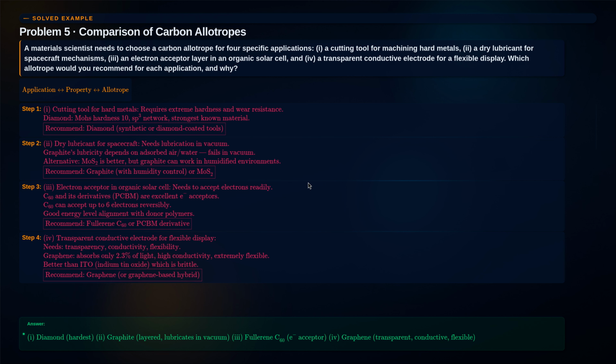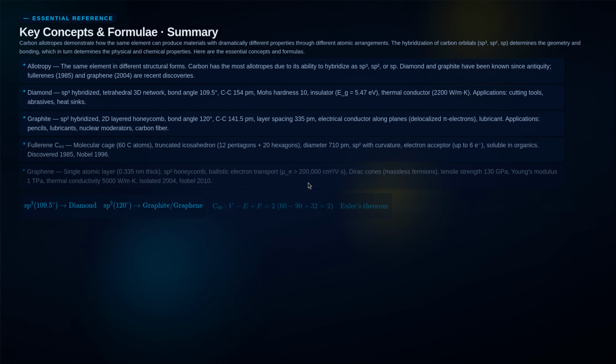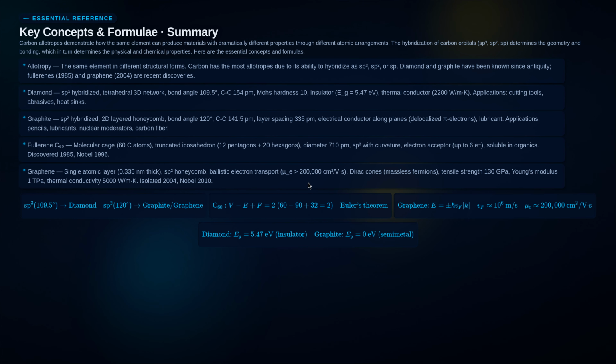Key concepts review. Diamond is sp3 hybridized, tetrahedral, hardest known insulator. Graphite is sp2, layered, conductive through pi electrons. Fullerenes are molecular cages, C60 with 60 atoms and pentagons and hexagons. Graphene is a single atomic layer with Dirac cones and ballistic transport. Remember Euler's formula for fullerenes and the Dirac dispersion for graphene.